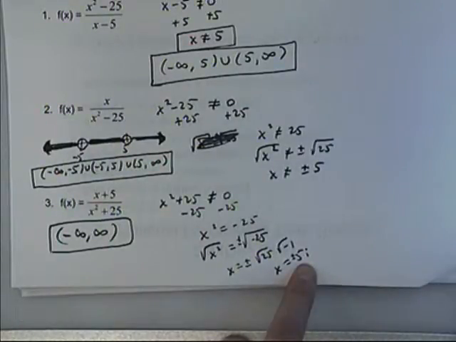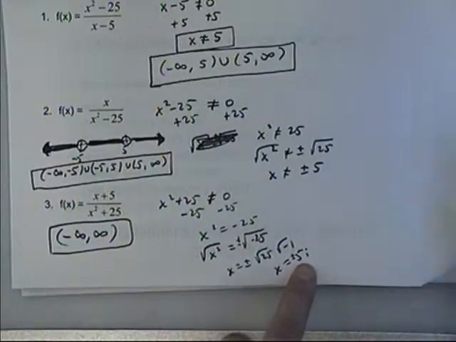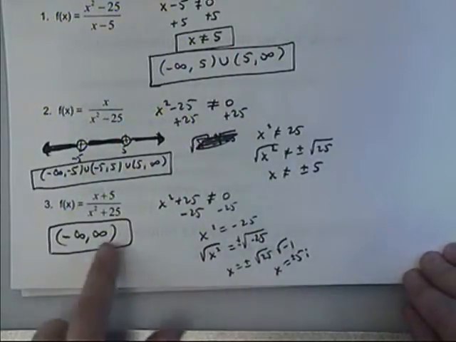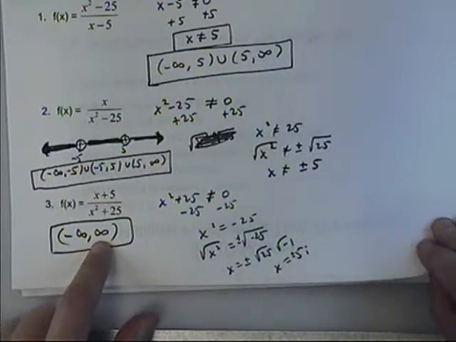So basically, on this graph, since there are no real numbers that we want to take away, we simply say, okay, then all real numbers exist, and they're valid. So the domain is all real numbers, from negative infinity to positive infinity.